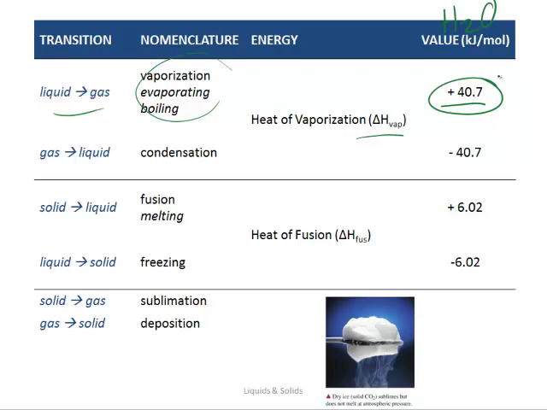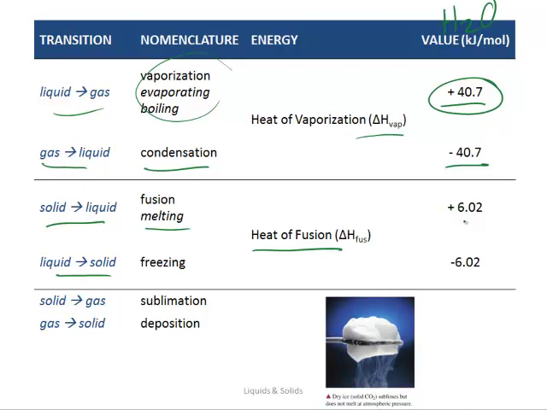Okay? When you do the opposite transition, gas to liquid, we refer to that as condensation, you actually transfer 40.7 kilojoules of energy per mole of water to the surroundings, and that's why you get a negative value there. Solid to liquid, we refer to that as melting or fusion. We can discuss the heat of fusion, or the energy that it takes to undergo these transitions, or liquid to solid.